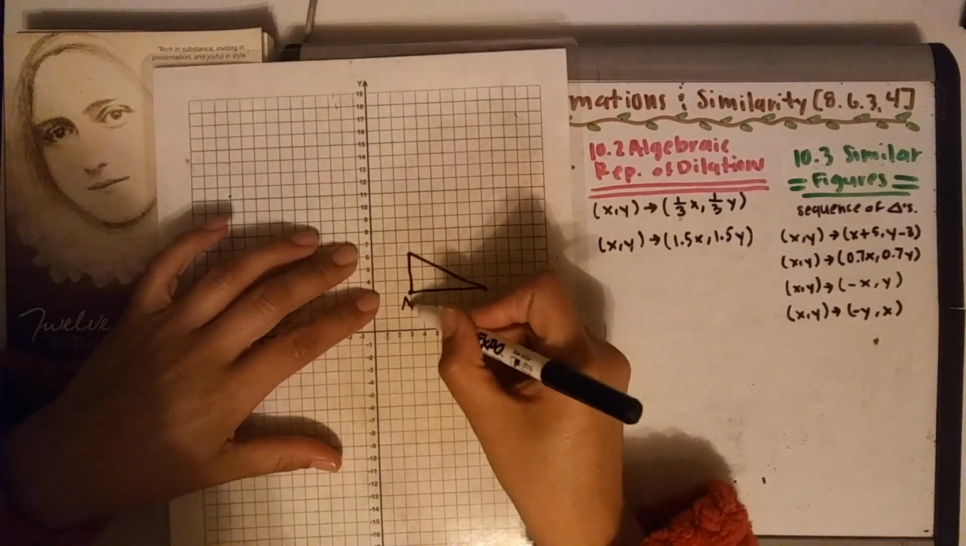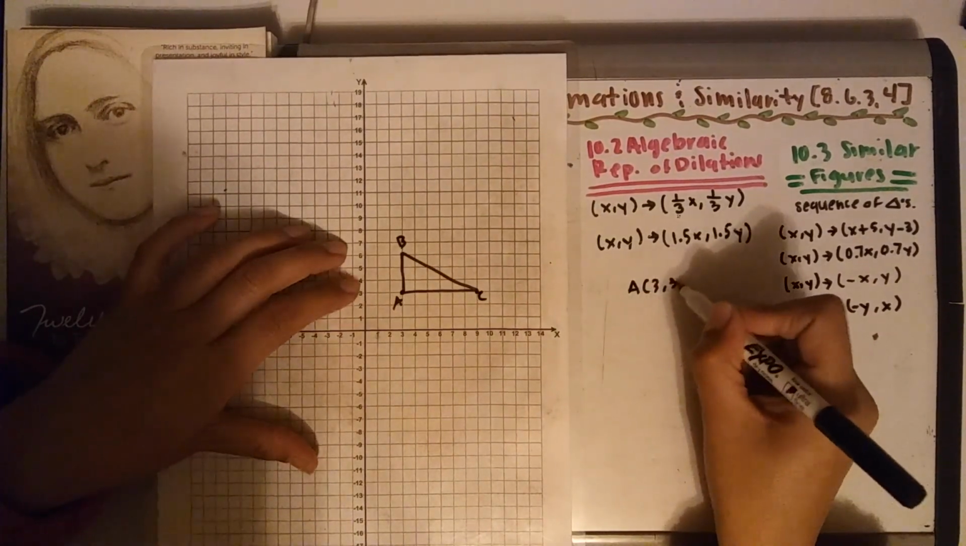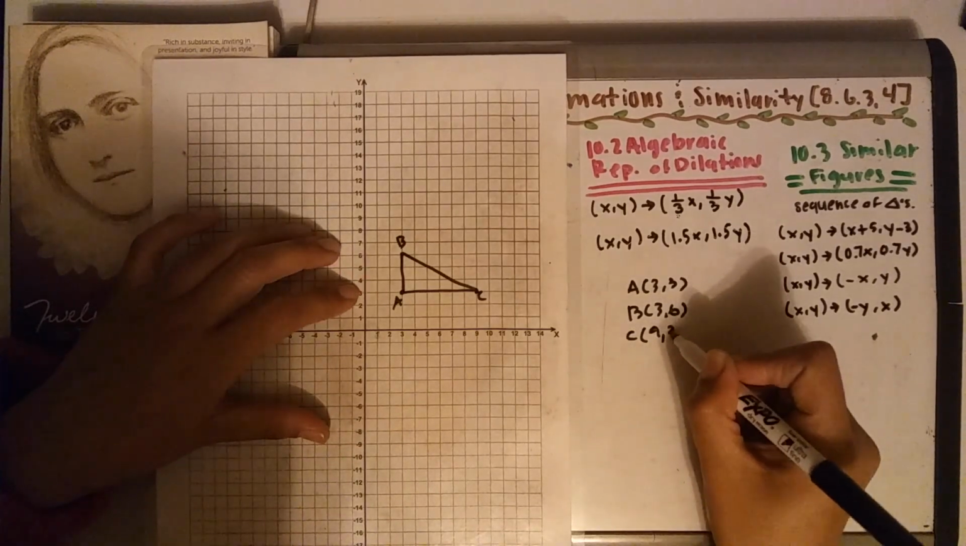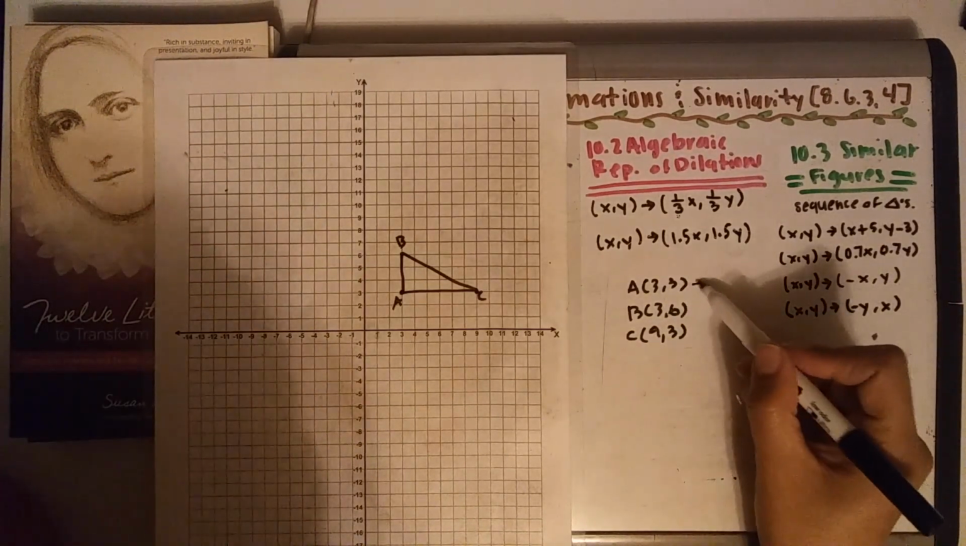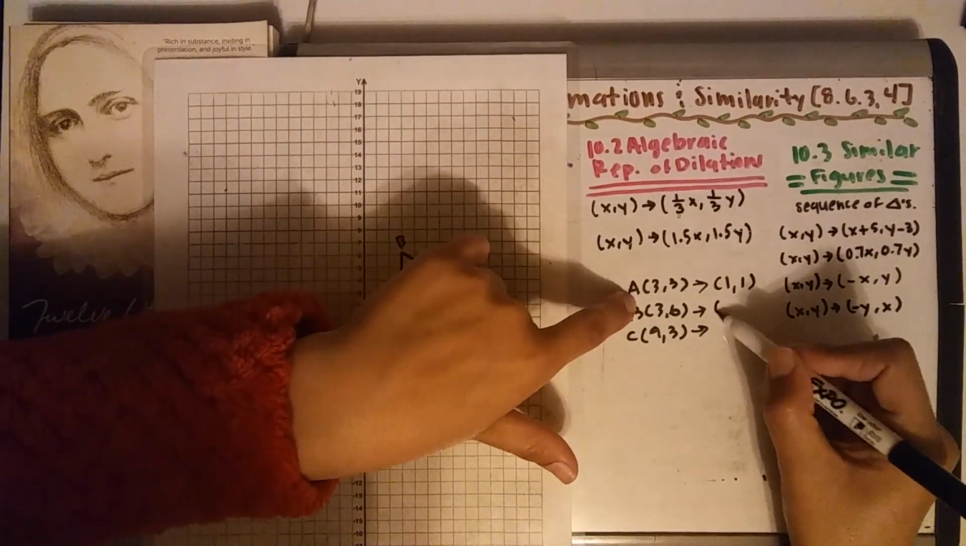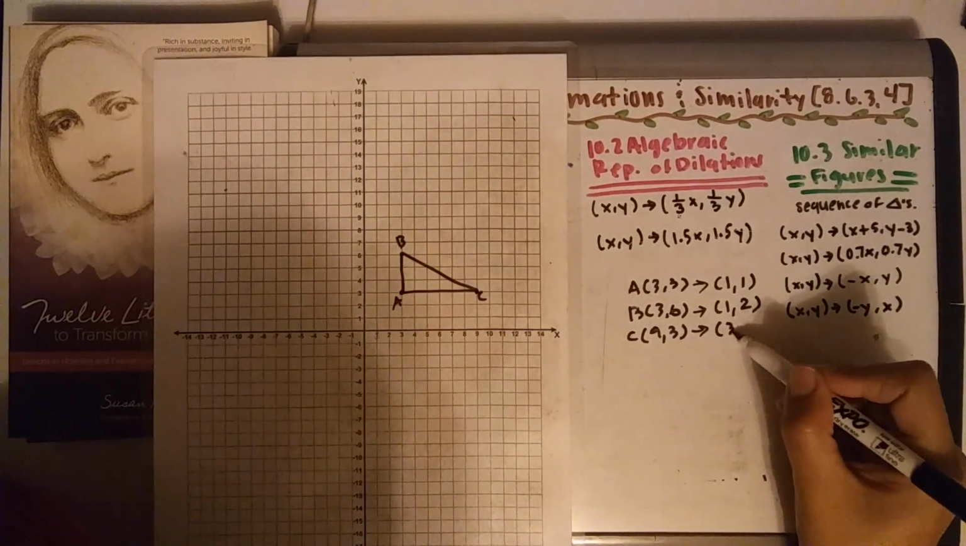So I'm going to call that A. A is 3, 3. B is 3, 6, and then C is 9, 3. And I'm dividing by 3, okay? So 3 divided by 3 is 1. 3 divided by 3 is 1, and 6 divided by 3 is 2. 9 divided by 3 is 3, and that's 1.